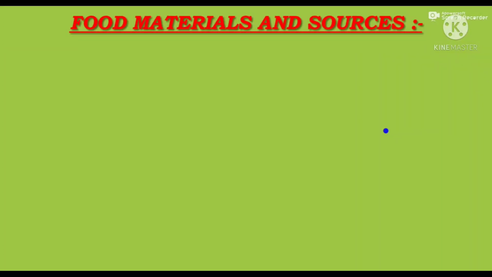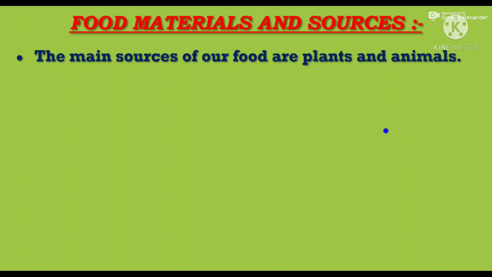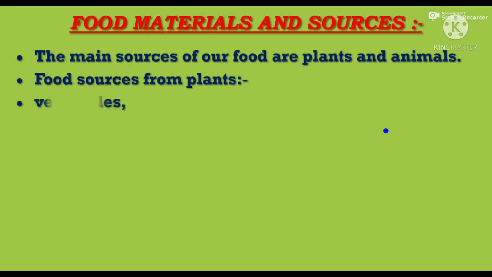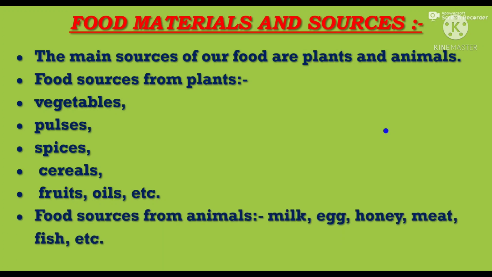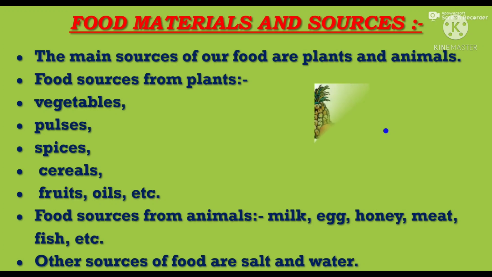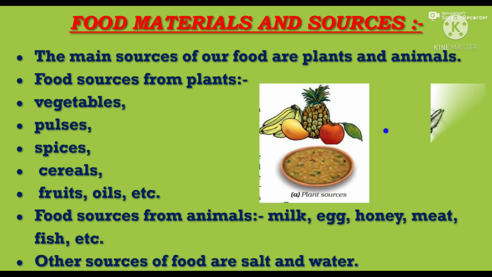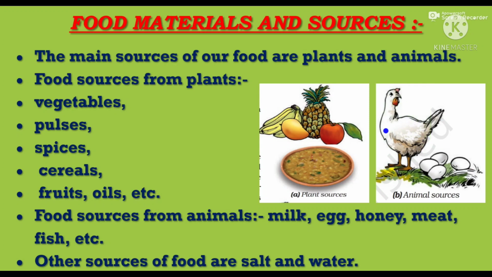Next one is food materials and sources. So the main sources of our food are plants and animals. Food sources from plants are vegetables, pulses, spices, cereals, fruits, oils, etc. And food sources from animals are milk, egg, honey, meat, fish, etc. Other sources of food are salt and water. And where do we get salt? We get salt from the sea.